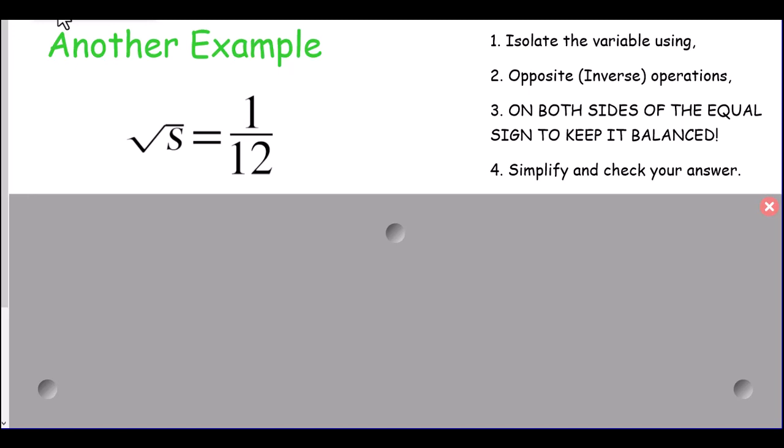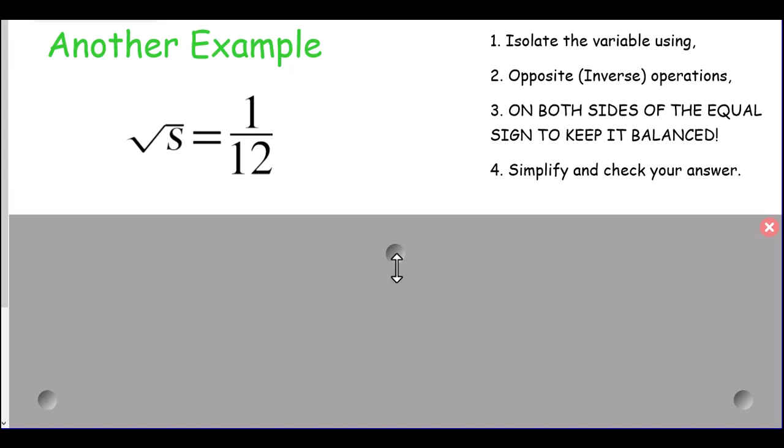Let's look at another example. The equation is the square root of s equals 1 over 12. Since the variable is on the left side in this example, that is where I will start. To isolate s on the left side, I will have to get rid of the square root symbol. Remember that squaring is the opposite of taking the square root. I will have to square both sides of the equation to get s all by itself.